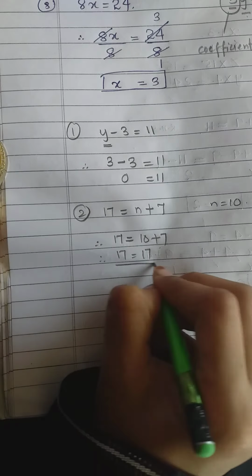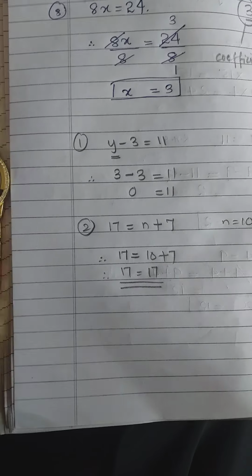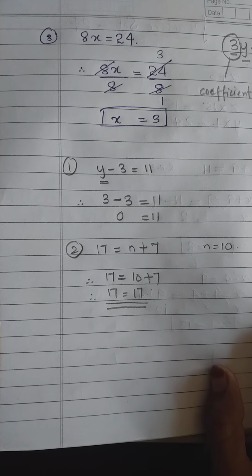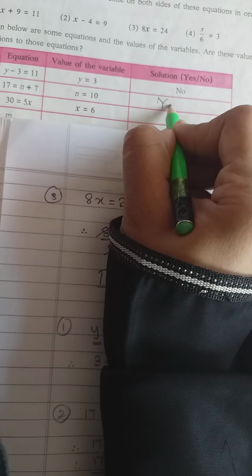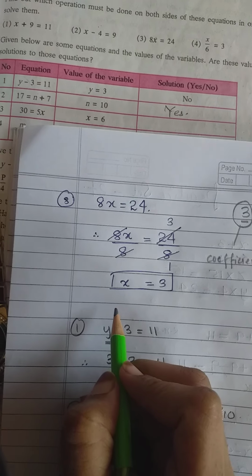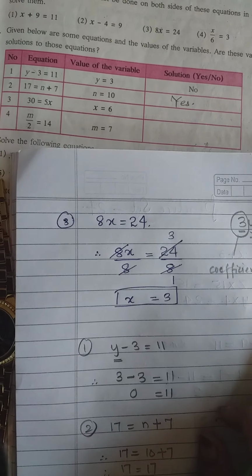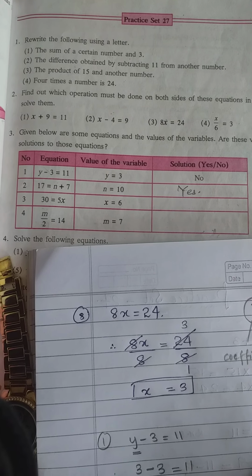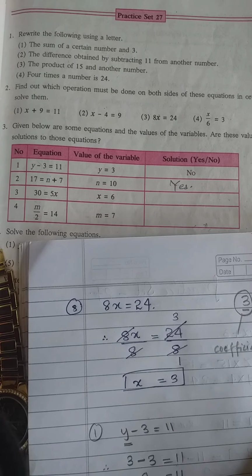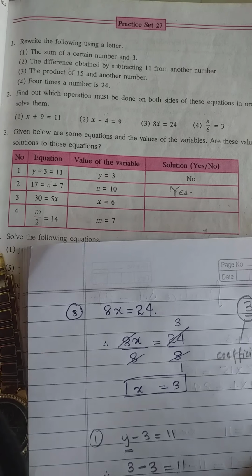Can you see 17 is equal to 17? Yes, it means the value of the variable is right for this equation and you have to write yes in this column. Are you getting me? Okay, so try to solve the third and fourth one as well. So here we have completed question number 1, 2 and 3 from problem set 27 that you have to solve in your notebook. For this, thank you.